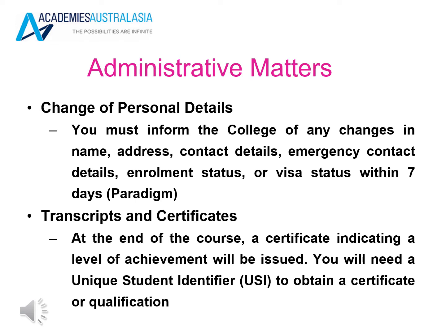Administrative matters. Change of personal details. You must inform the college of any changes in name, address, contact details, emergency contact details, enrollment status, or visa status within 7 days. Transcripts and certificates. At the end of your course, a certificate indicating a level of achievement will be issued to you. You will need a unique student identifier or a USI to obtain a certificate or qualification.